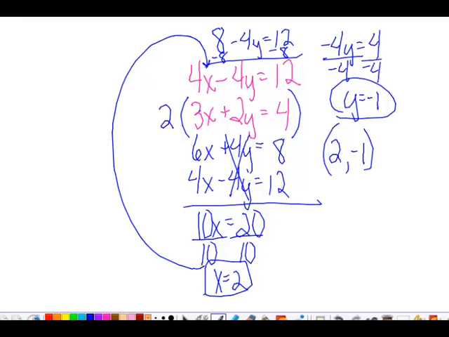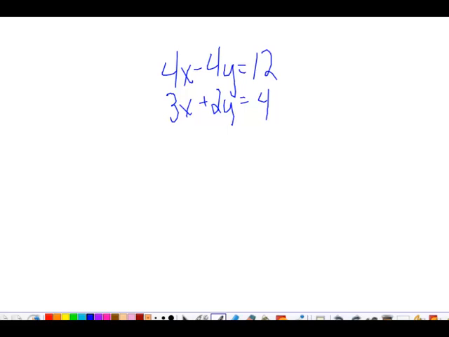I could very easily have substituted or multiplied both of them by something. Let me get rid of, well, I guess that erased everything. Let's try it again. Let's try to put my equation back up there. 4x minus 4y equals 12, and 3x plus 2y equals 4.